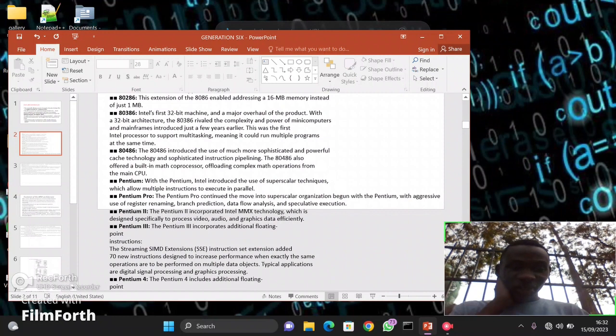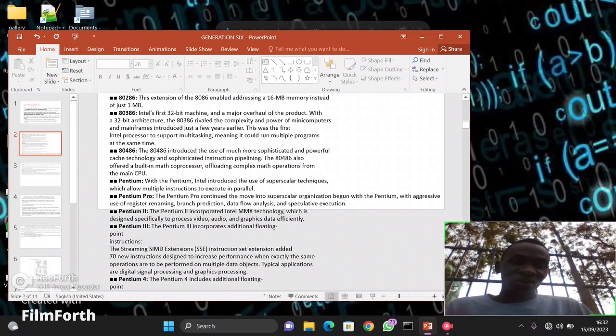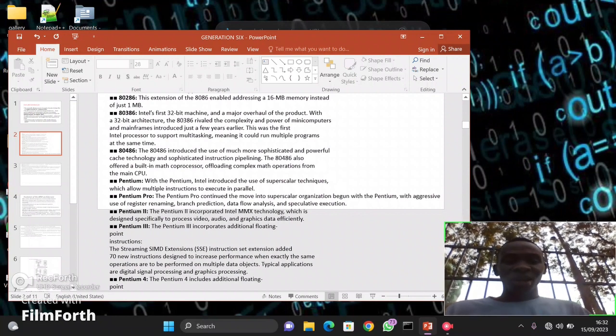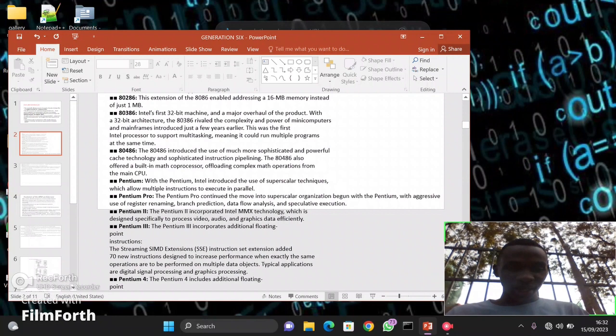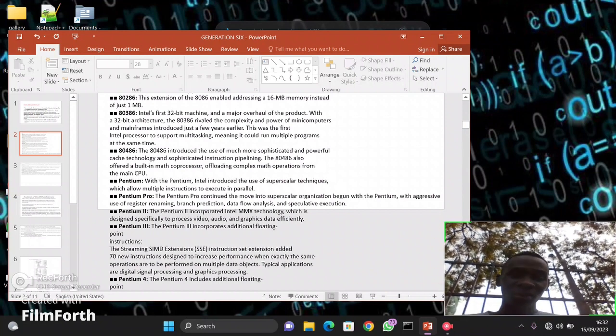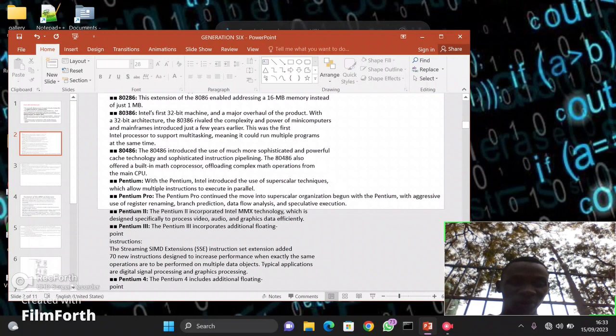Then going to the Pentium 2, this one incorporated Intel MMX technology, which is designed specifically to process video, audio, and graphics, such stuff that falls into that category. Then the Pentium 3 incorporates additional floating point instructions. Then the Streaming SIMD Extensions instruction set extension added 70 new instructions designed to increase performance when exactly the same operations are to be performed on multiple data objects. Typical applications are digital signal processing and graphics processing.